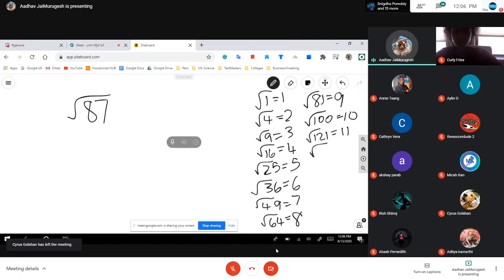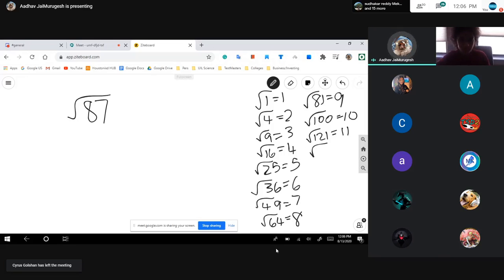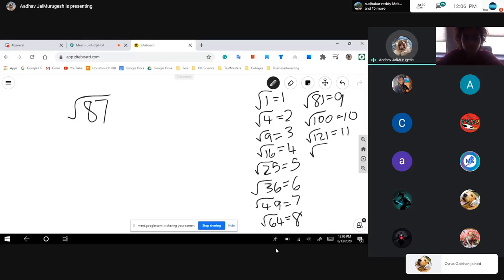Yes, it is 87, but you can get square roots of any number, and there's gonna be a decimal for this. So there's gonna be a decimal for this number.